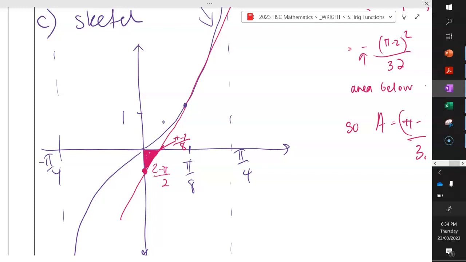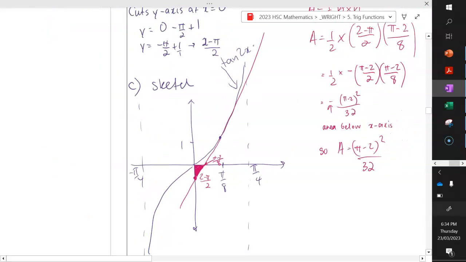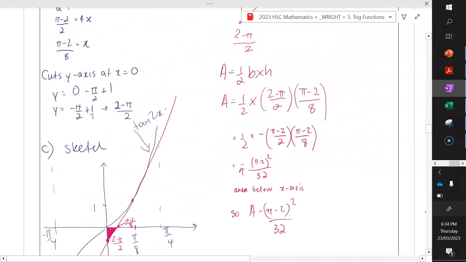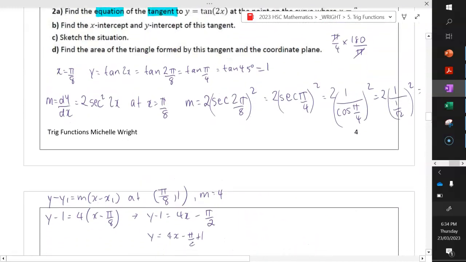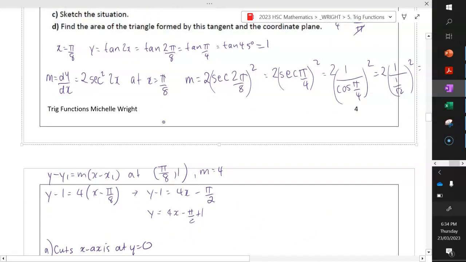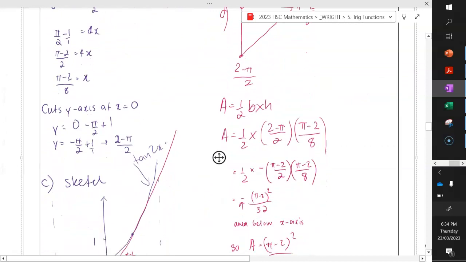It might take you a little bit longer to do that, but I'd like you to have a go at doing that. And then the next thing, it wants us to find the area of the bright pink part I've got down there. So it's asking us to find the area of the triangle formed by this tangent and the coordinate plane. Now, the coordinate plane, remember, is just our x and y axes.